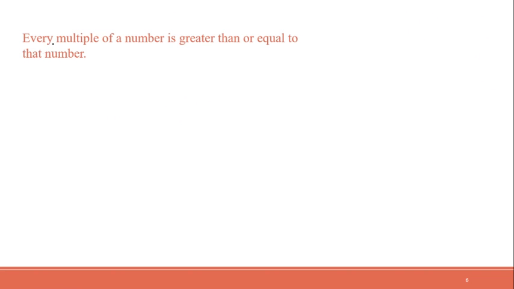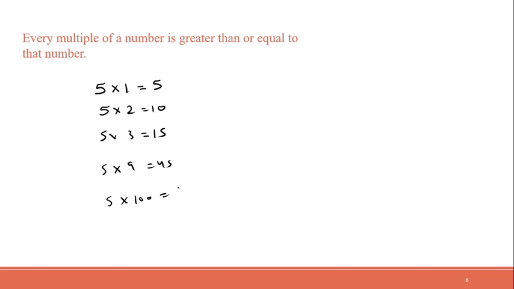Now let's come to this one. Every multiple of a number is greater than or equal to the number. Why? Because if I, let's say, take 5, I want you guys to tell me the multiples of 5. How will you start? 5 into 1, 5. Then 5 into 2, 10. 5 into 3, 15. Or 5 into 9, 45. No matter what the number is. 5 into 100, 500. 5 into 200, 1000. These all are multiples.